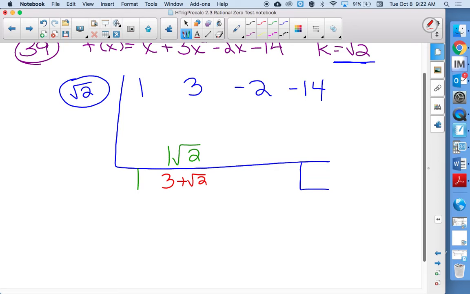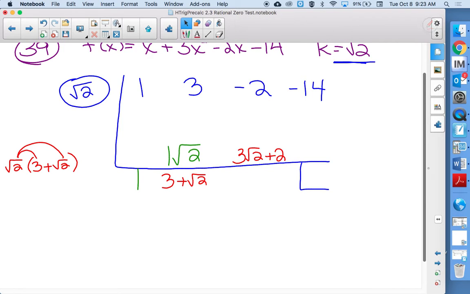So then, Carrie, the next step would be to multiply the square root of 2 times 3 plus the square root of 2. Right, so whatever's in the circle, you're supposed to multiply by whatever is underneath our bar here. You might need to do a little scratch work on the side. So Carrie, if I multiply, we have the square root of 2 times 3, so you get 3 times the square root of 2, plus 2. Yeah, and then the square root of 2 times the square root of 2 is plus 2.